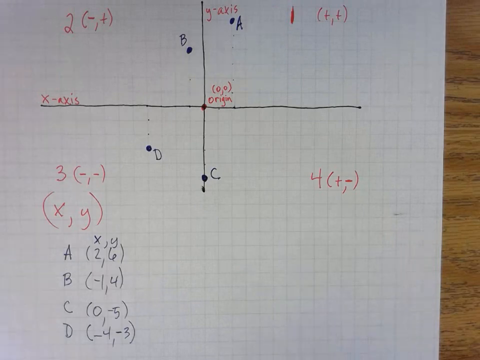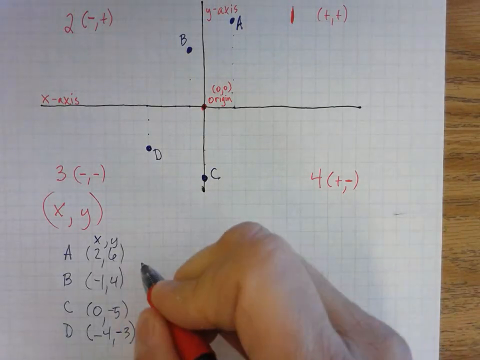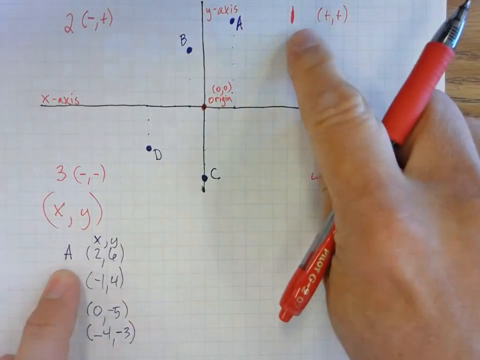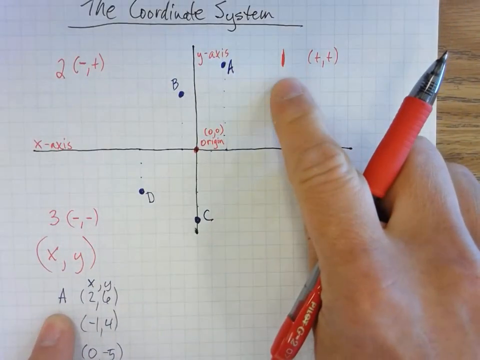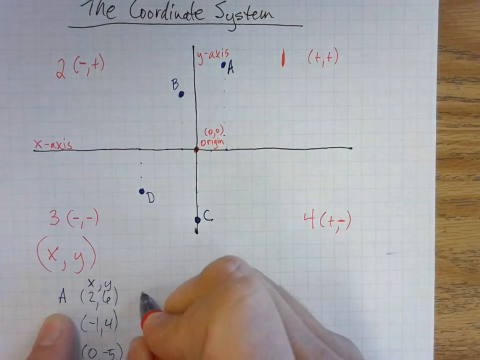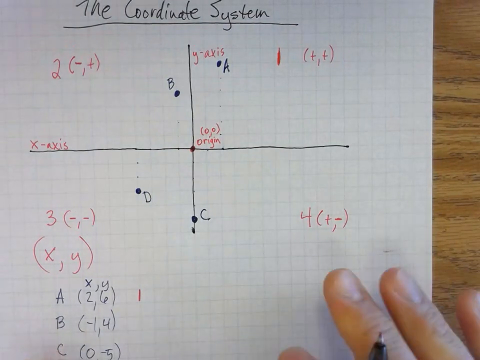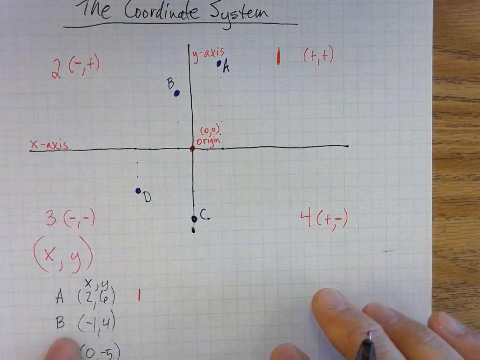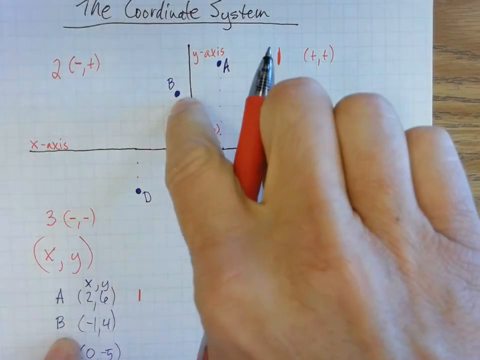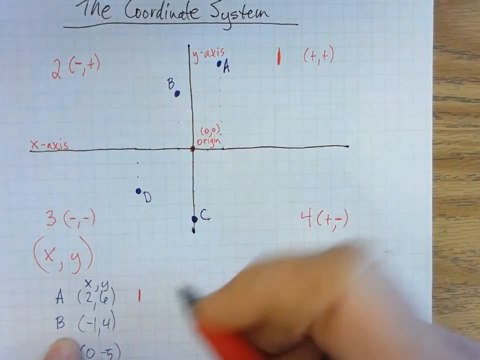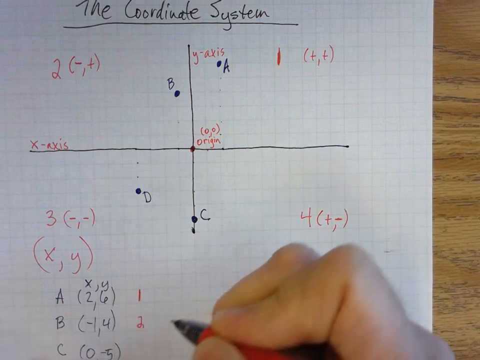All right, on your work, I'm also going to ask you to tell me where the quadrants are. So when you type this in, for A, it's in the first quadrant, so you're just going to type in 1. You don't have to type the word quadrant or anything else. Just type in 1, and that's it. For B, it's in the second quadrant, so for that, you would just type in a 2.